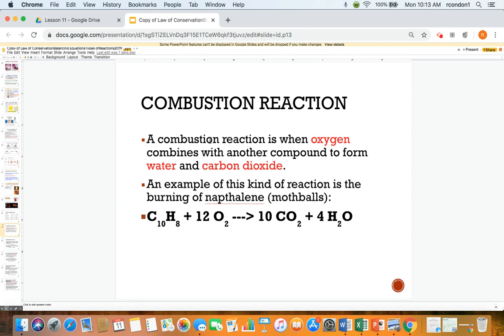So for combustion, a combustion reaction is when oxygen combines with another compound to form water and carbon dioxide. So an example of this would be the burning of mothballs. Honestly, don't know what that is. So here you have carbon and hydrogen. It always has to be a carbon and hydrogen based compound, and then you're adding oxygen to it. That's why you need oxygen to fuel a flame. If you smother a flame, that's why you throw a blanket over it. You take away its oxygen and it can't combust. But here we do have oxygen, and it forms carbon dioxide and water. And see how these coefficients are balancing out the equations on each side.